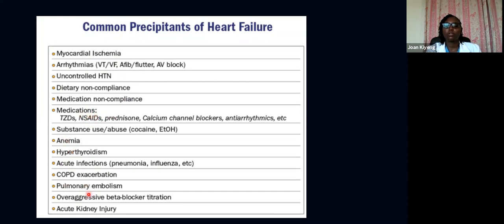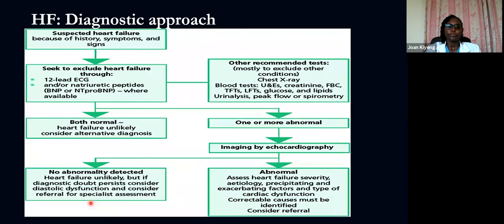Anemia, hyperthyroidism, and all these other things, COPD exacerbation, I'm sure you know that. And if somebody gets something like pulmonary embolism. Also, acute kidney injury. Remember, you are depending on the kidney to function when you're trying to diurese these patients. So if they are unable to diurese, then they will come in heart failure.